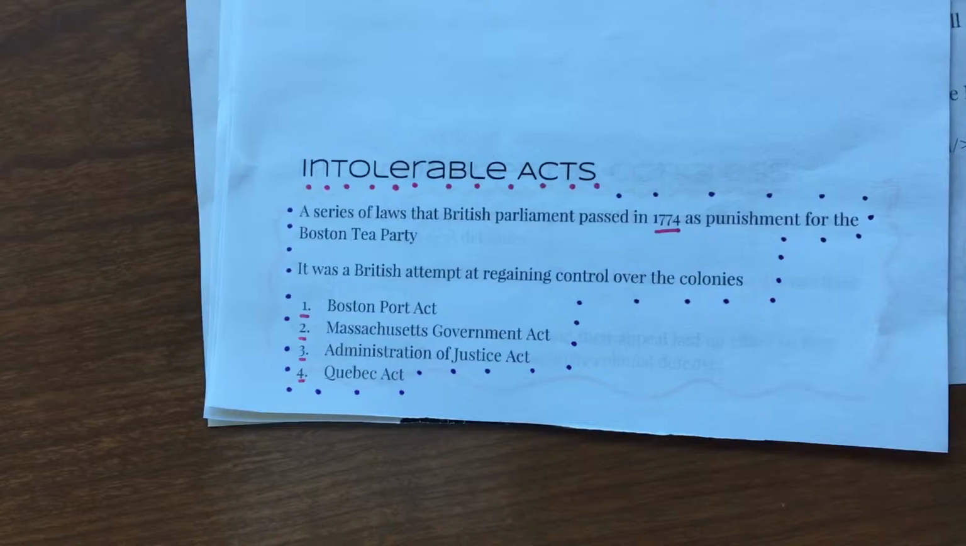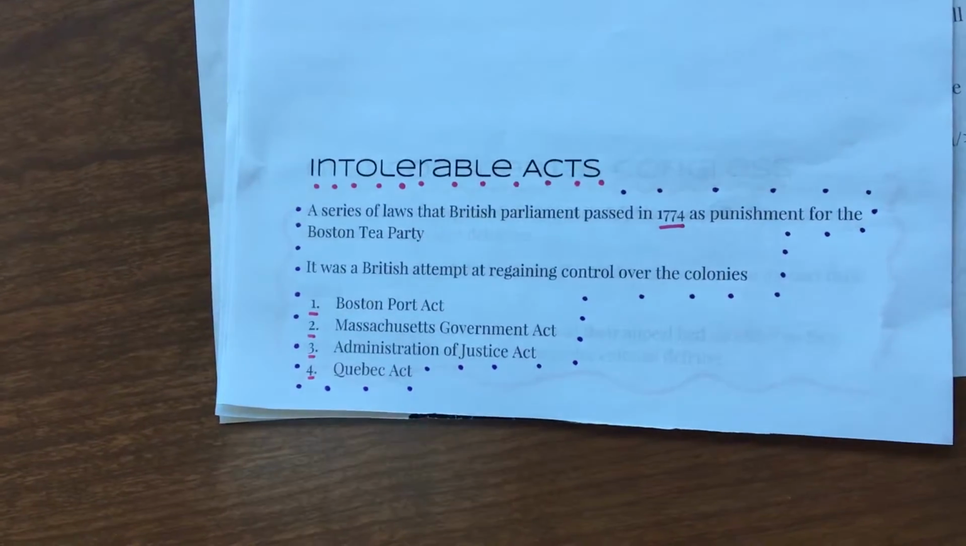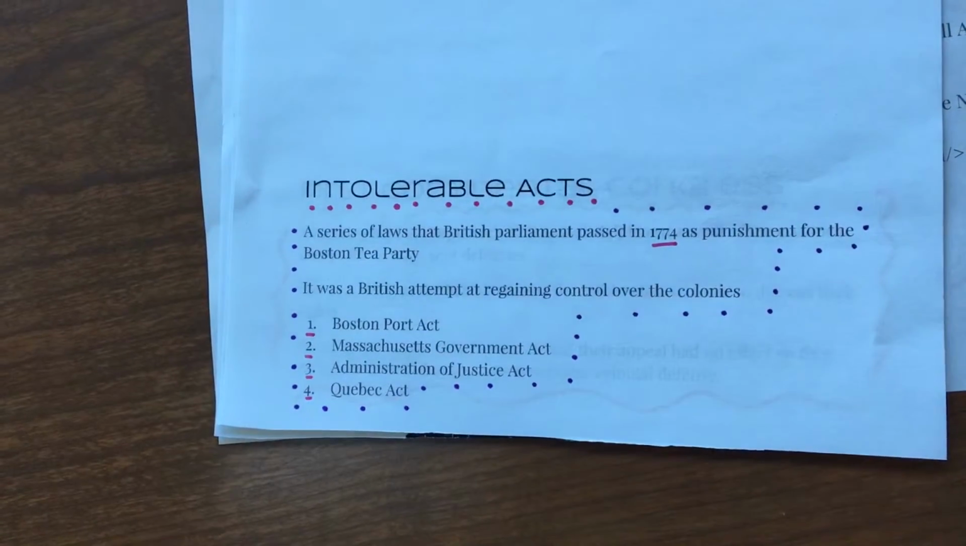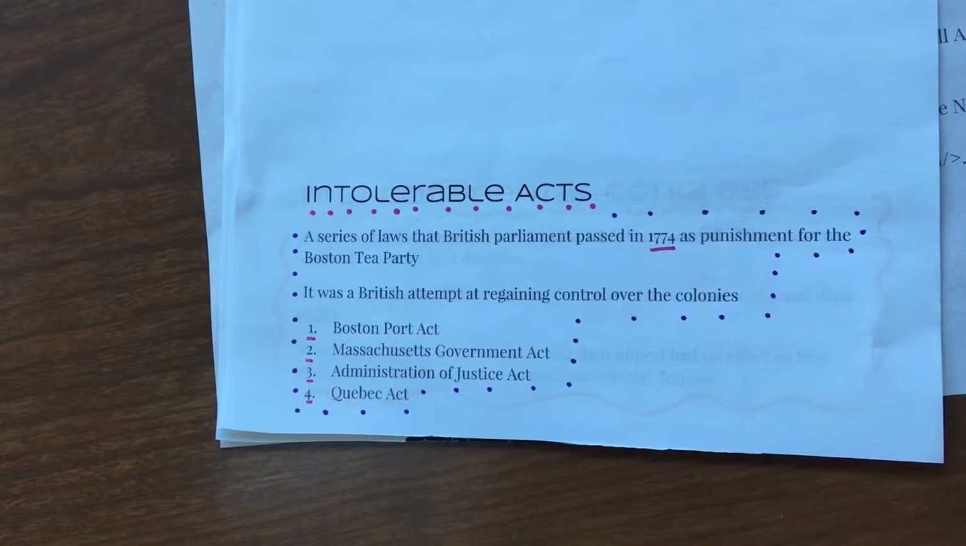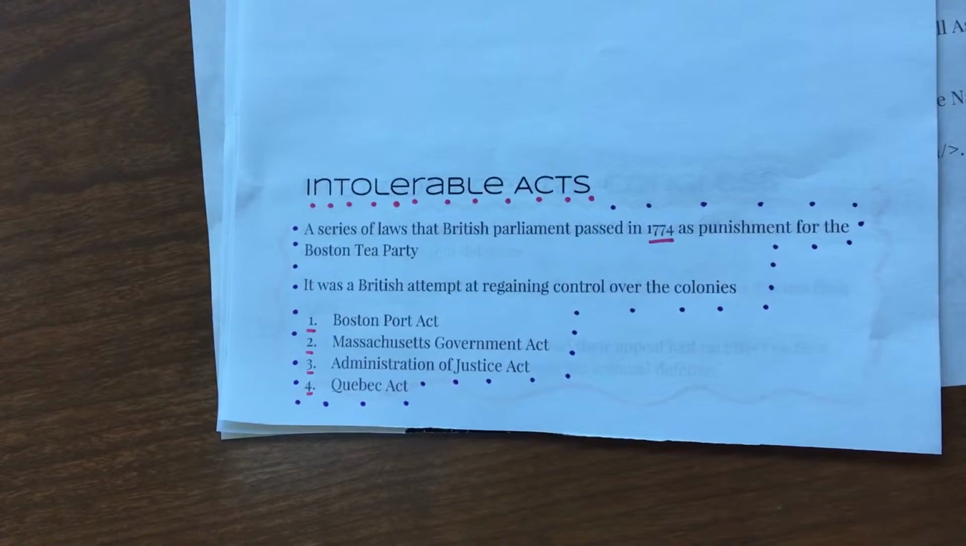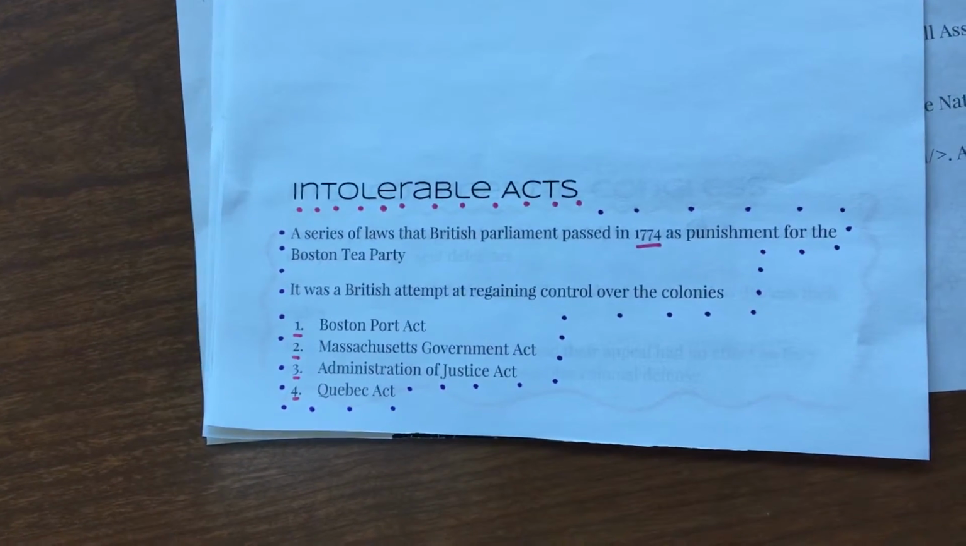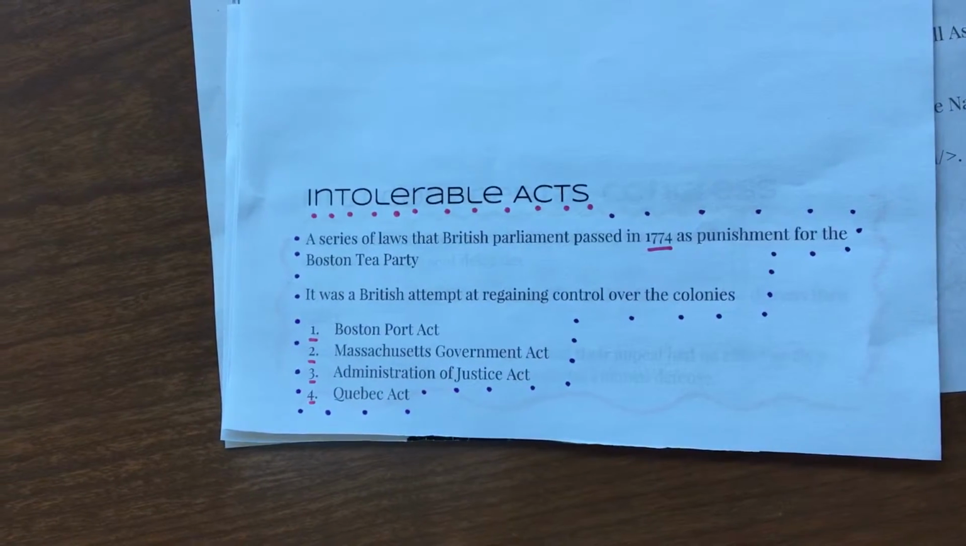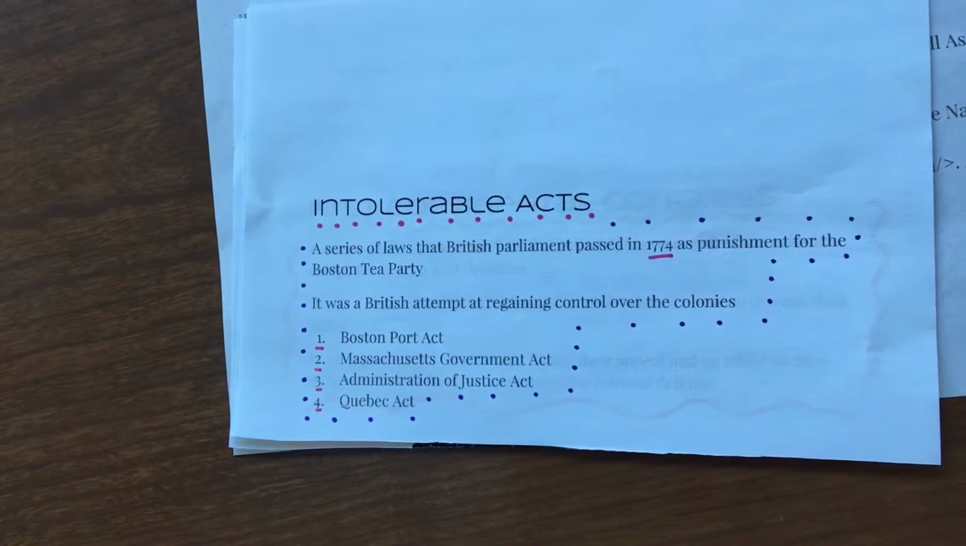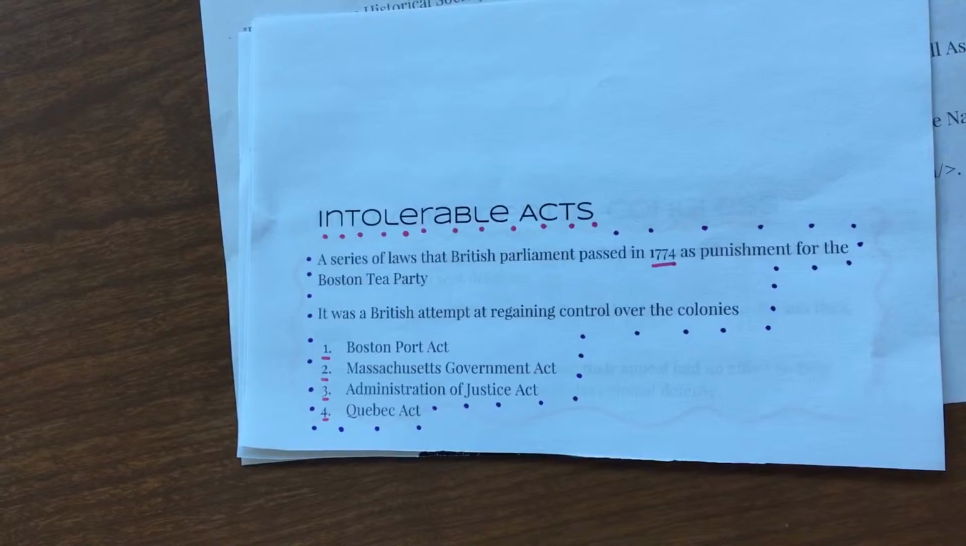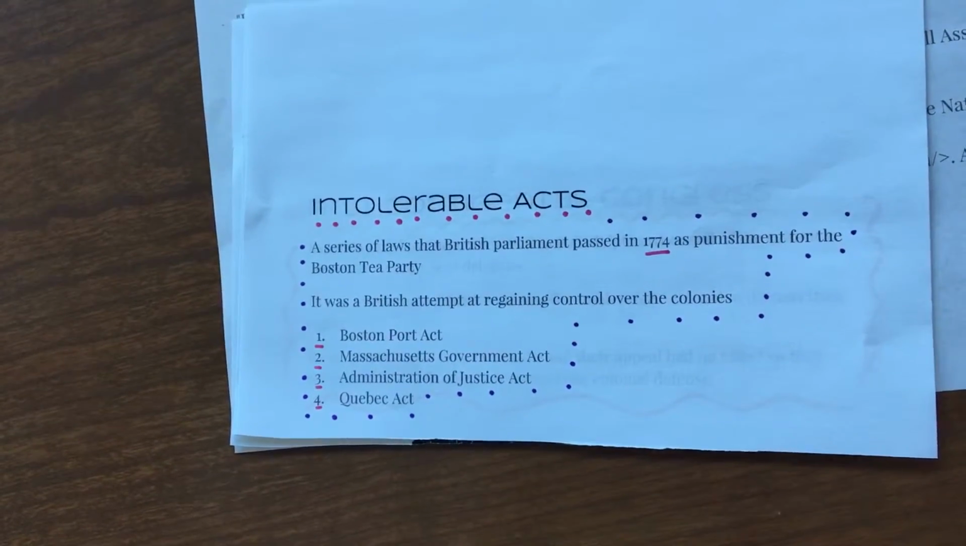Intolerable Acts. The Intolerable Acts, also known as the Coercive Acts, were a series of laws that British Parliament passed in 1774 as punishment for the Boston Tea Party. This was a British attempt at regaining control over the colonies. The laws included the Boston Port Act, the Massachusetts Government Act, the Administration of Justice Act, and the Quebec Act.